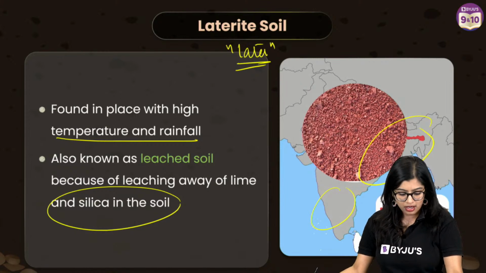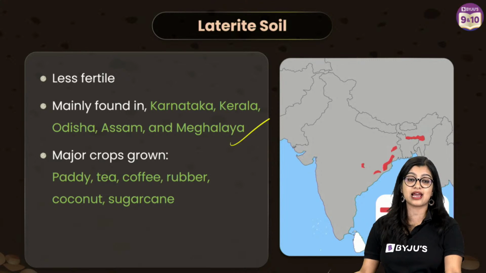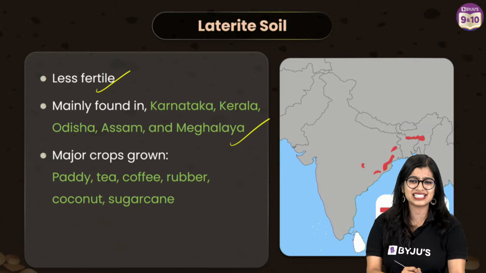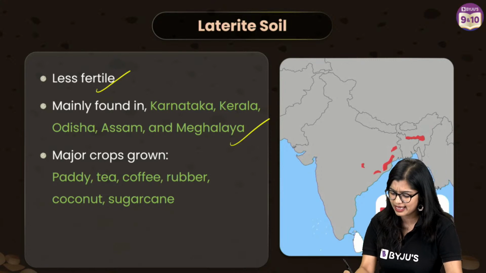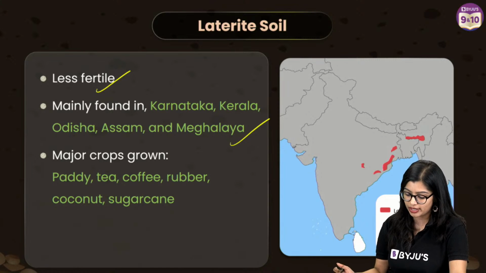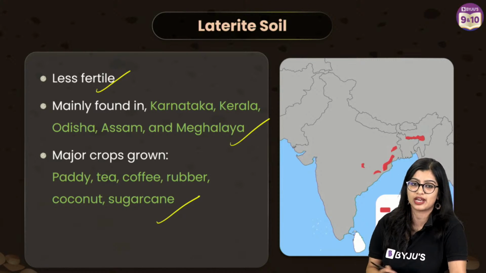Okay? Now we find it in Kerala, Odisha, Assam, Meghalaya, Karnataka. We find it in all of these regions. They're normally a little less fertile in nature, and a little bit prone to soil erosion. But of course, by treating them we are able to grow certain crops, right?